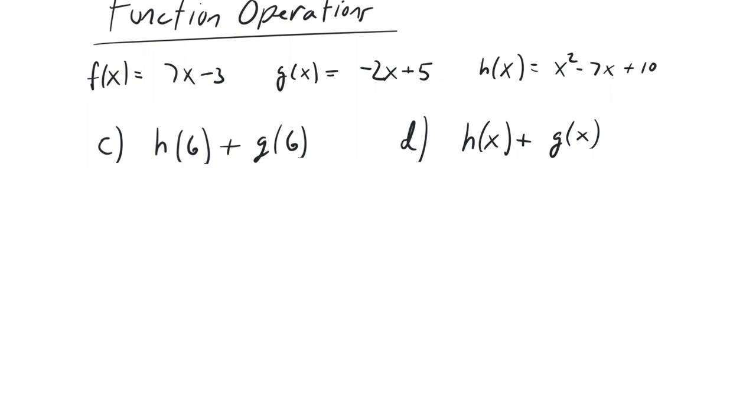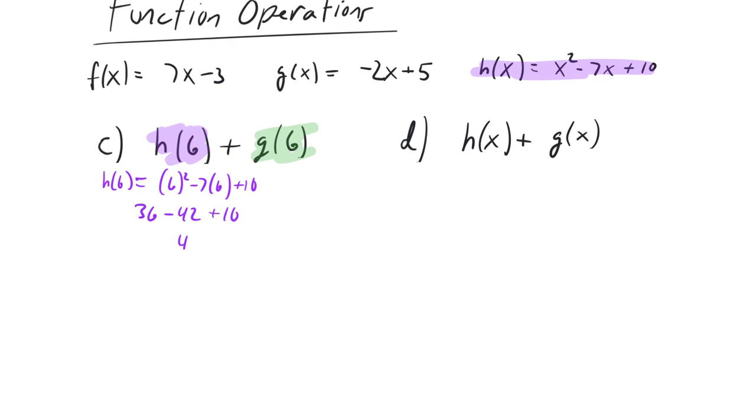So here I have h of 6 and g of 6. So again, since it's an evaluating problem, just go ahead and evaluate each of those functions for that value. So h of 6 equals 6 squared minus 7 times 6 plus 10. So that's 36 minus 42 plus 10. 36 minus 42 is -6, plus 10 is 4. So that's equal to 4.